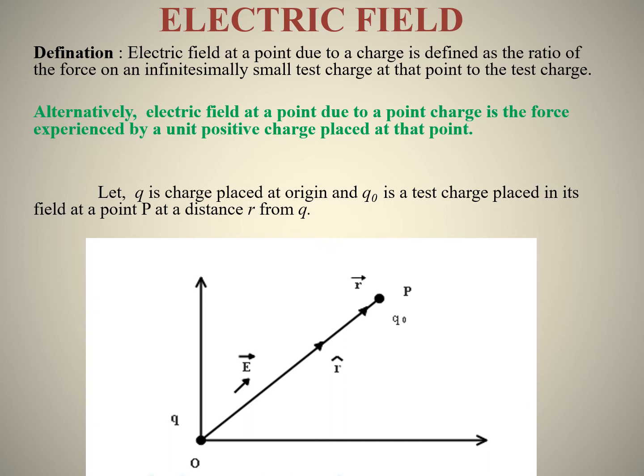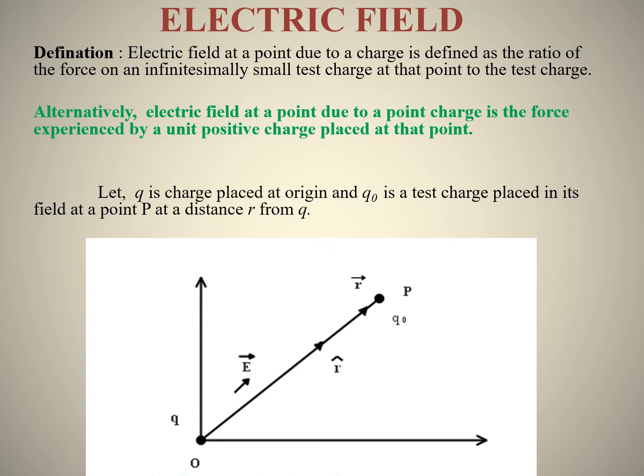By definition, electric field at a point due to a charge is defined as the ratio of the force on an infinitesimally small test charge at that point to the test charge. Alternatively, it can also be stated as electric field at a point due to a point charge is the force experienced by a unit positive charge placed at that point. So let us understand the definition with the help of a diagram.